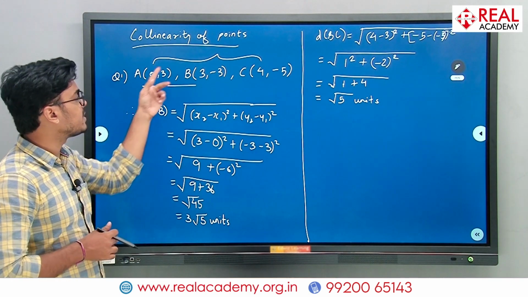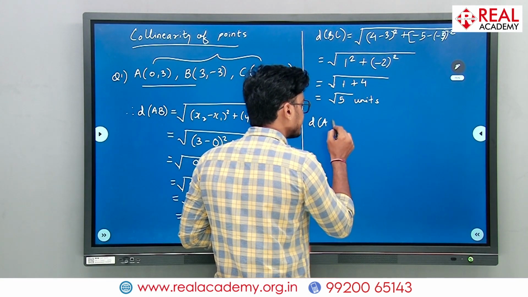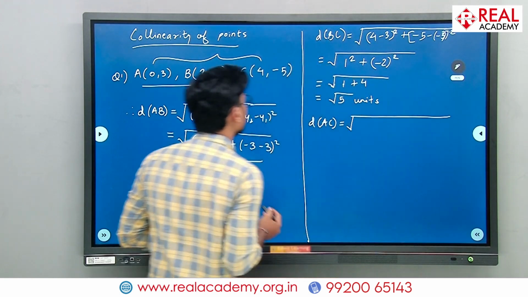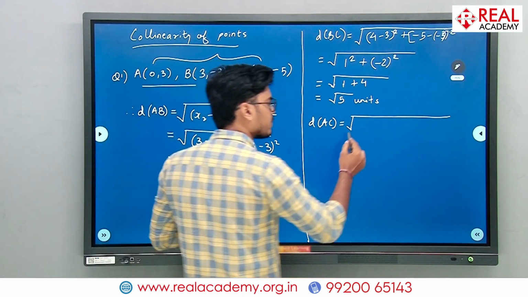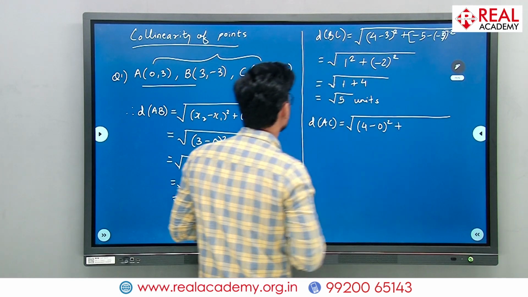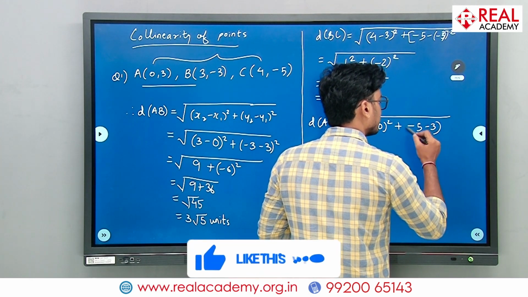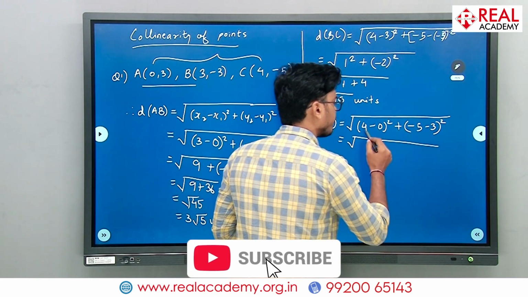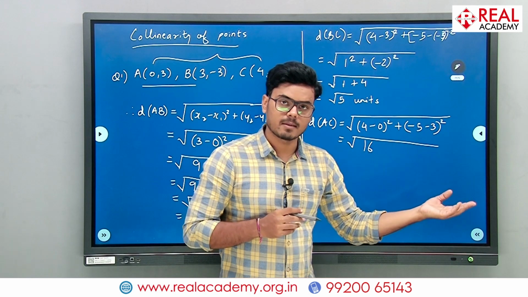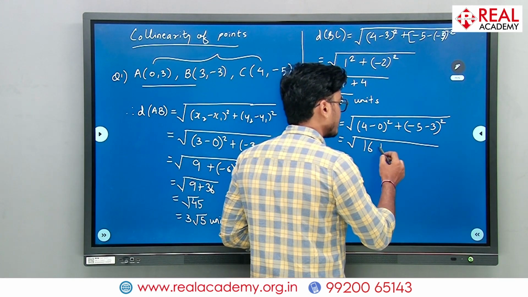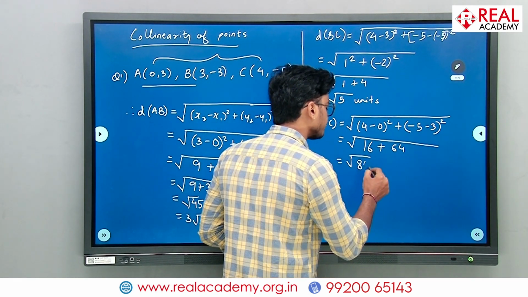Finally, let us check the distance between A and C. Again, use the same formula. This is x2, y2, this is x1, y1. So (4 minus 0) the whole square plus (minus 5 minus 3) the whole square. What is the distance here? 4 minus 0 is 4. 4 squared is 16. Correct? Minus 5 minus 3 is minus 8. Minus 8 squared will be positive 64. So plus 64. When you add these two, you will get square root of 80.